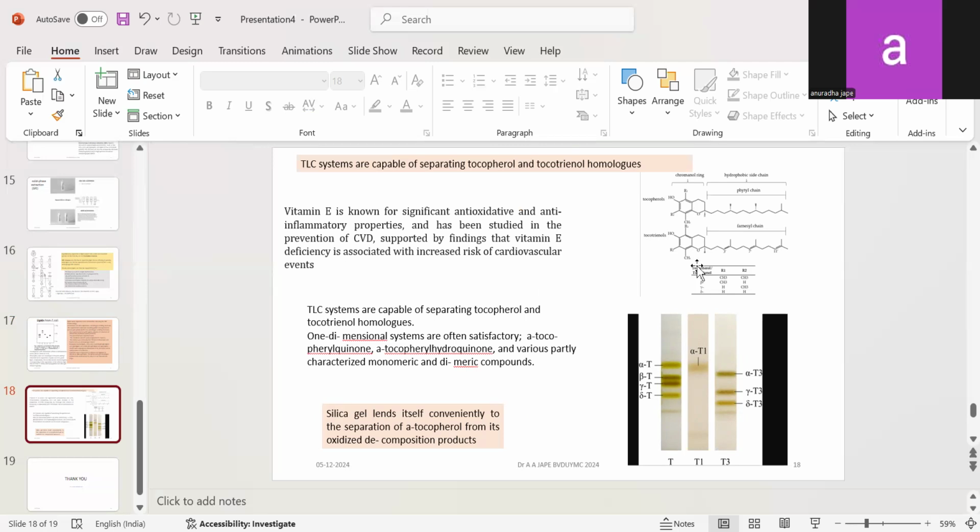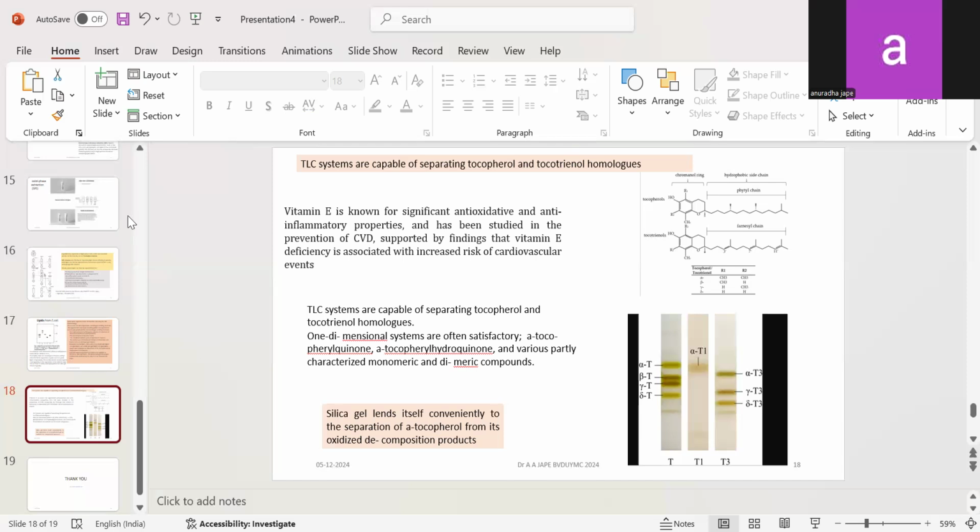These are the structures of tocopherols and tocotrienols, which differ with reference to the side chain. One is a phytyl side chain, in the other case it is a farnesyl side chain, and of course the R groups also vary. But separation of molecules which are so closely related can be achieved by TLC. So this is an example. The plates are showing alpha, beta, gamma, delta T and alpha T1. So you can compare the different samples, analyze and check the presence of relative quantities of the oxidized form and the native form of vitamin E in a given sample. That can also be done by TLC.